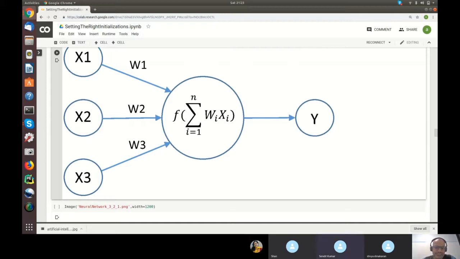Is there one term or n terms, bias terms? So in this particular case, it's actually n terms for the weights and one term for the bias.